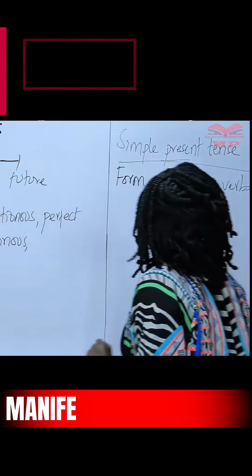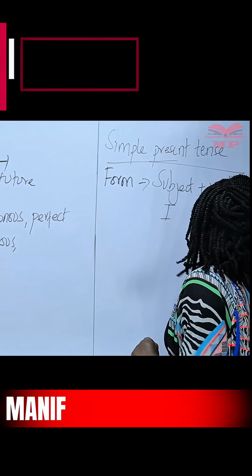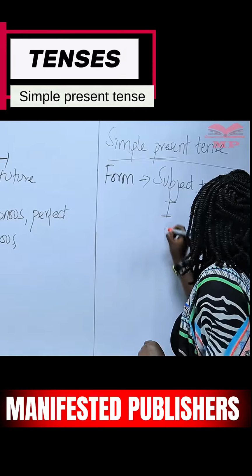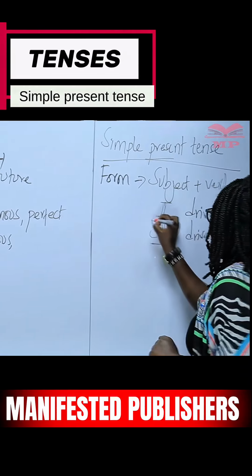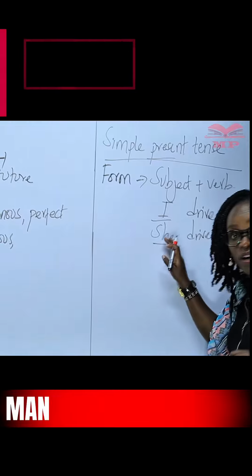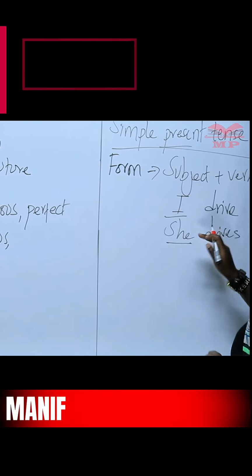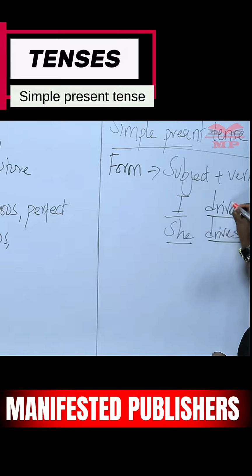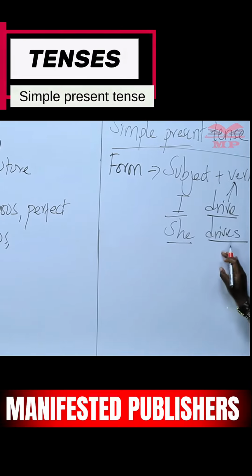So let me give an example of a sentence. For example, I say, I drive. Or we have another one, she drives. So she and I here, which are pronouns, represent the subjects in this case. And then drive and drives here are actually the verbs in these structures.